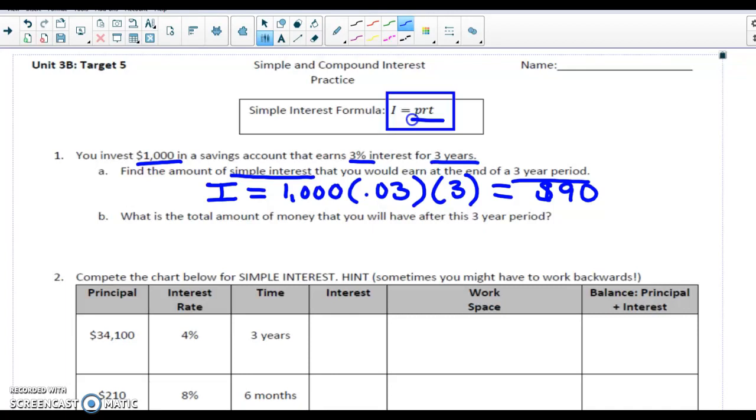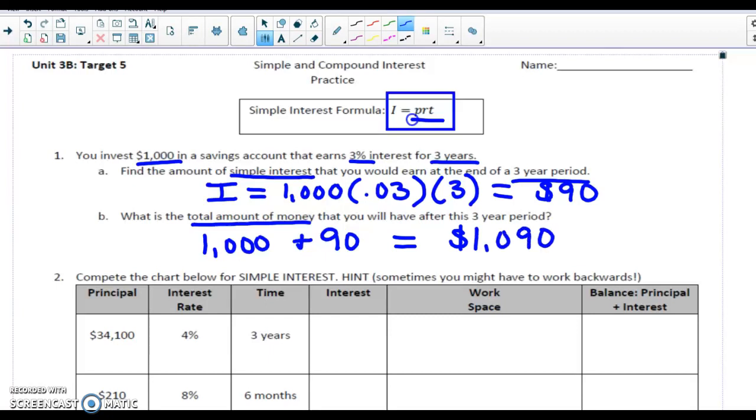Part B says what is the total amount of money? Well, I started with 1,000 and I have $90 plus. So now what I have is $1,090 in my account. The thing with simple interest is if you want to know how much money you now have, you have to add your principal plus your interest together to get your total.